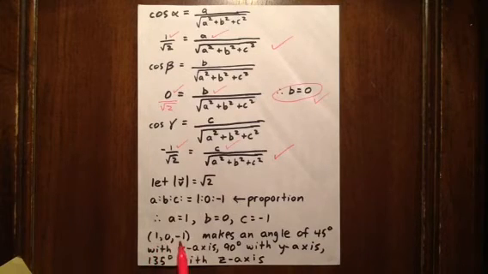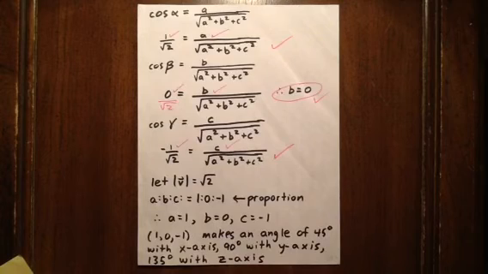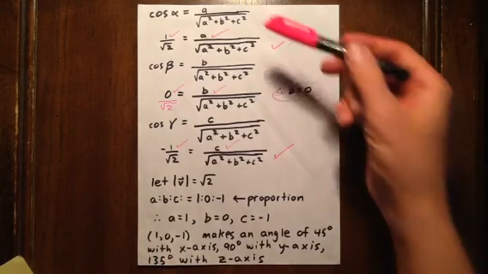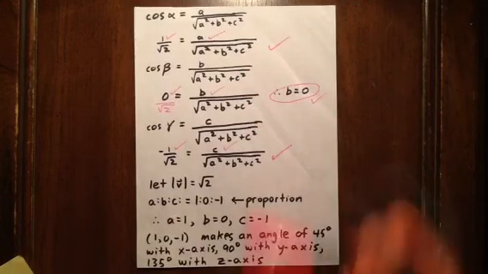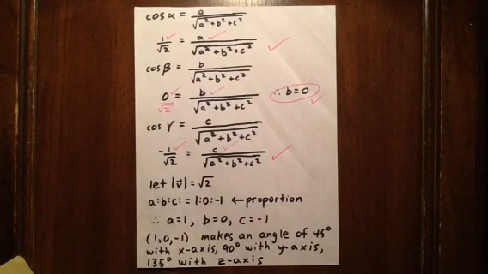1, 0, negative 1 makes an angle of 45 degrees with the x-axis, 90 degrees with the y-axis, and 135 degrees with the z-axis. And sometimes when you have a thinking level question like this, it's good to go back and check, does this vector in fact make those angles with the axes? And if you go back and use your direction cosine formulas, you'll see that it does. So we've gotten our answer.